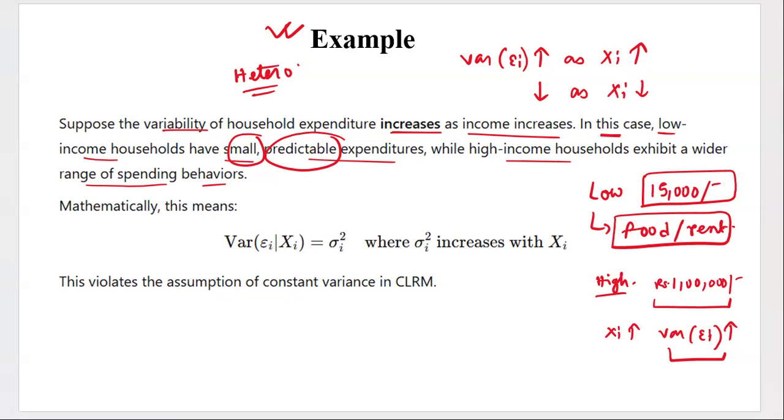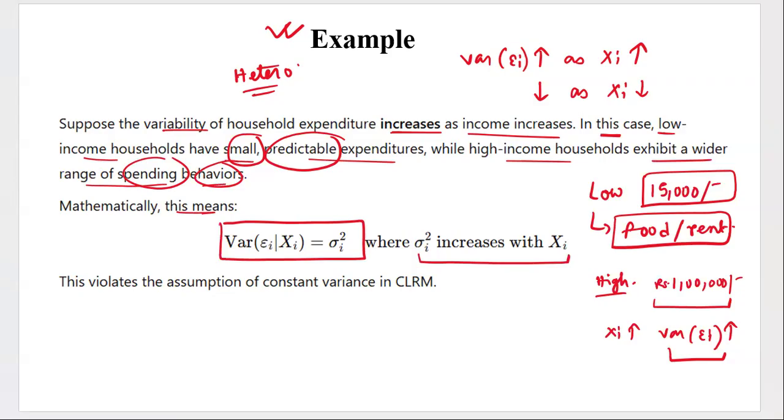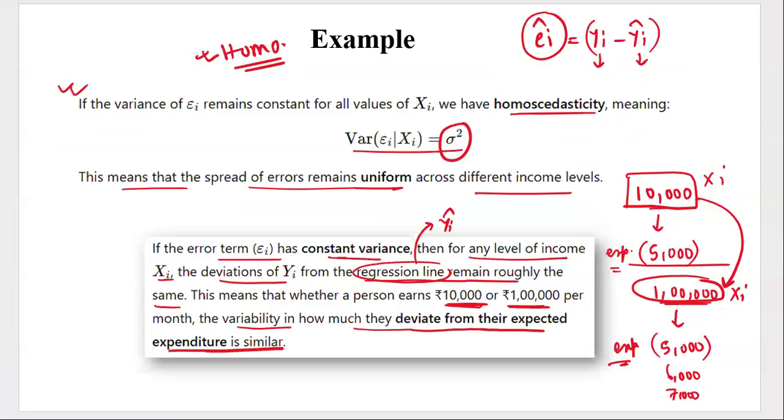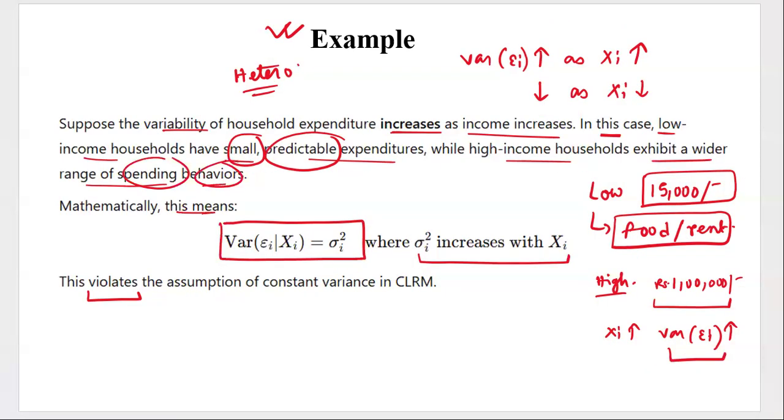So see here, in this case, low income households have small predictable expenditures, while high income households exhibit a wider range of spending behaviors. And that is why the variance of epsilon i given these xi values, where xi are the earnings, will be sigma i square, where sigma i square increases with xi values. And this will be the violation. So we are not satisfying the homoscedasticity assumption of CLRM, we are violating it. That is the first violation, the assumption of constant variance of CLRM is not holding. And that is the concept of heteroscedasticity. I hope this is absolutely clear.